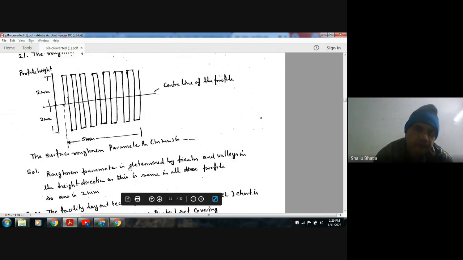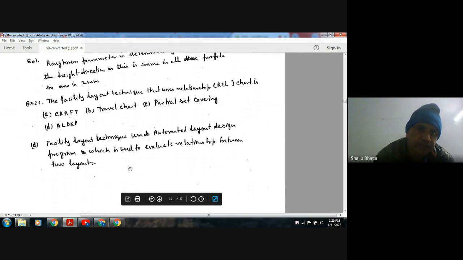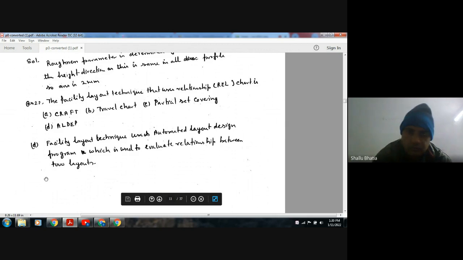Okay. Next, the facility layout technique that uses a REL chart. That is a theory based question, you have to remember this. The answer is D. The facility layout technique uses an automated layout design program, which is used to evaluate the relationship between two layouts.